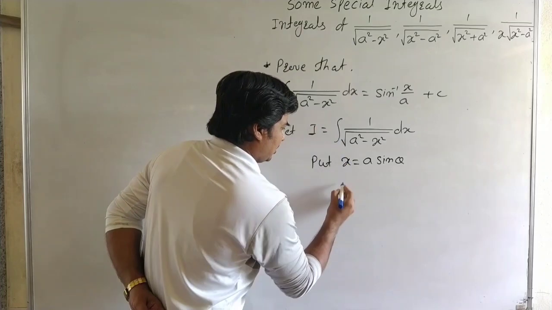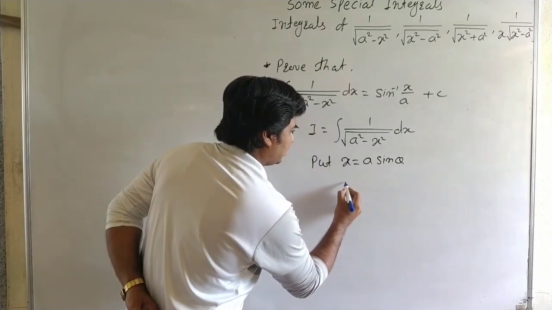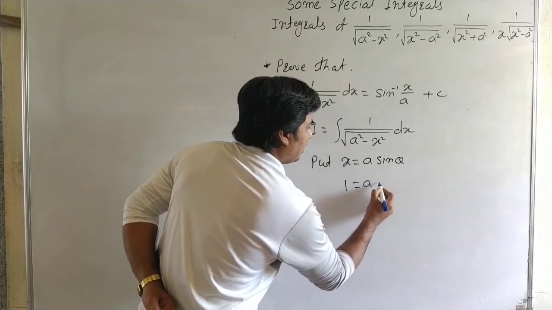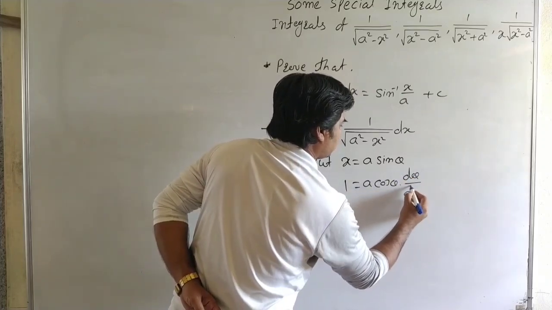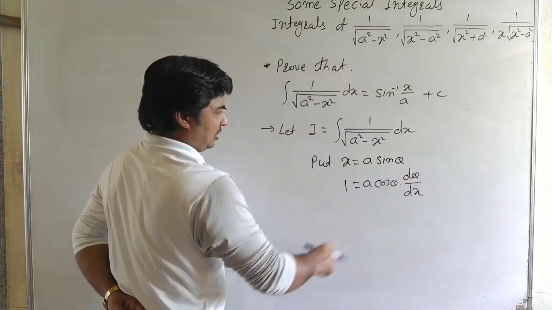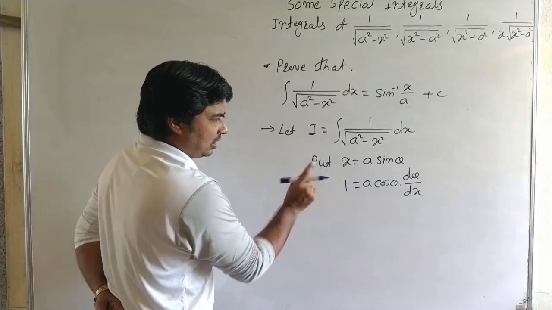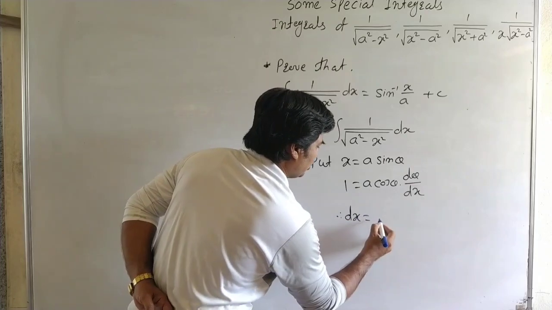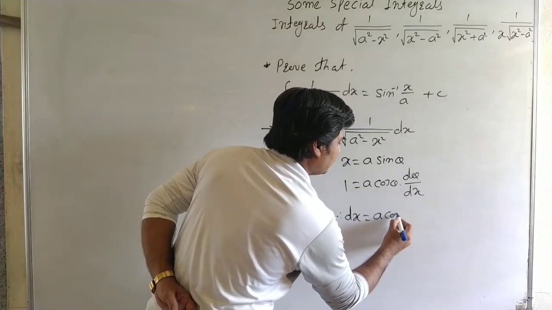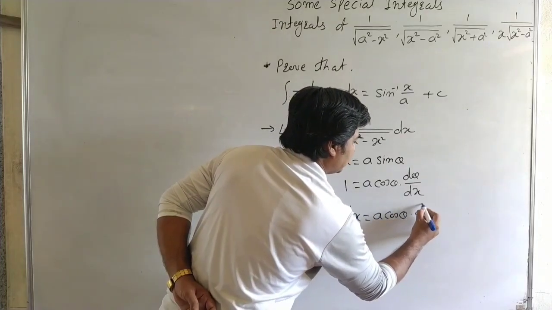Now differentiate. Here the derivative of x is 1, equal to a cos theta into d theta by dx. Okay, it is a substitution, then differentiate with respect to x, therefore we can write dx is equal to a cos theta d theta.